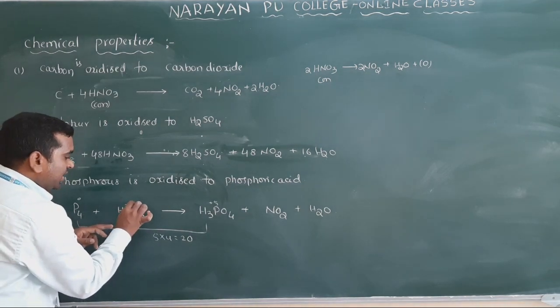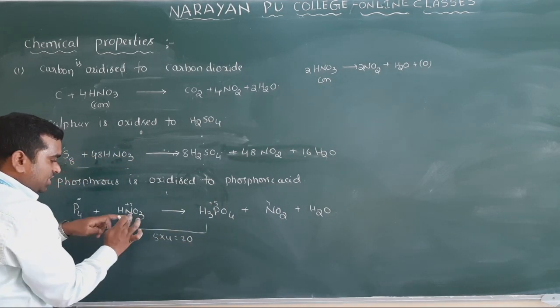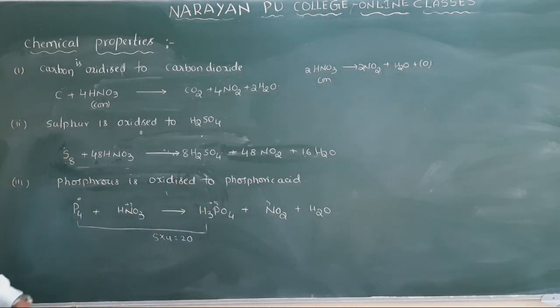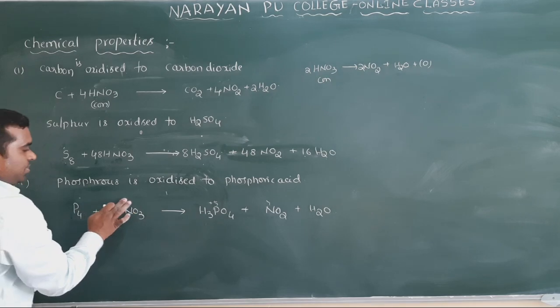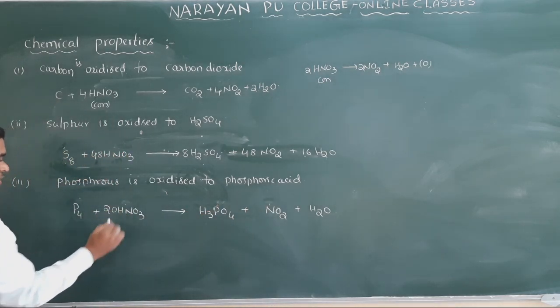It is 5, it is 4. Only 1 unit here. Here, how many units? 20 units. So that's why you have to multiply HNO3 and NO2 by which one? 20. That's why balancing is easy here. Clear? If you know the oxidation number method, multiply this one with the 20.